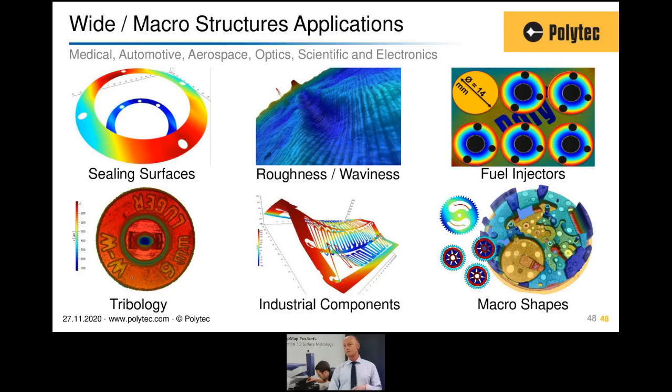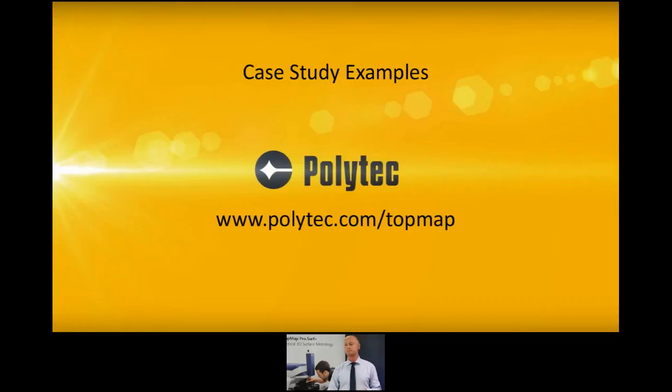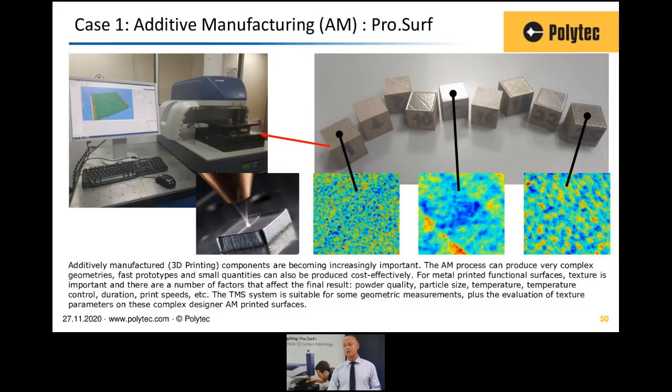So for wide area macro type applications: sealing surfaces, some representation of roughness and waviness, multiple measurements in one field of view, and measuring very challenging large area surfaces for tribology. For industrial applications, complex structures are perfect for us, and also macro shapes and components, such as these watch parts. So, a couple of case studies, just to keep everyone going.